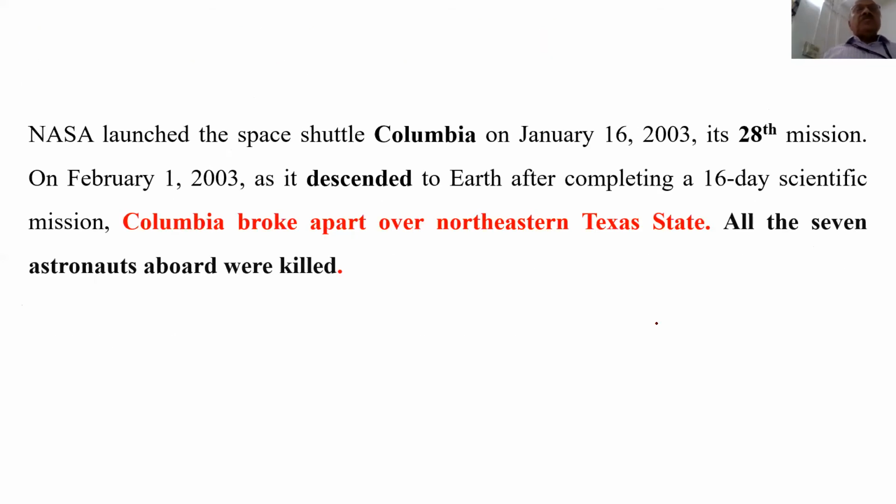So NASA launched Columbia's 28th mission on January 16, 2003. And on February 1, 2003, as it descended back to Earth after completing a 16-day scientific mission, Columbia broke apart over the northeastern part of Texas in the US. And all the 7 astronauts aboard were killed.